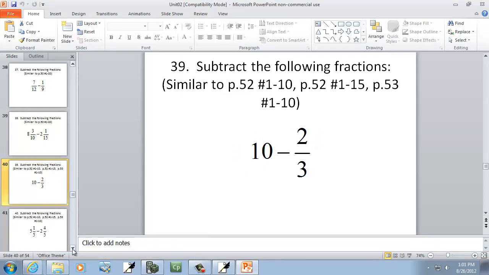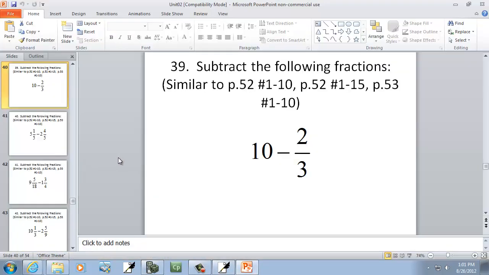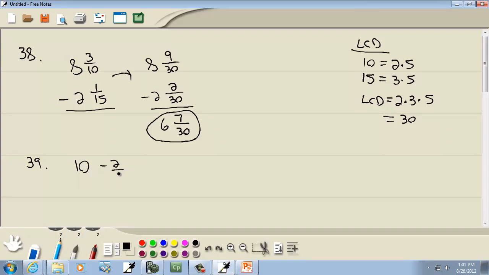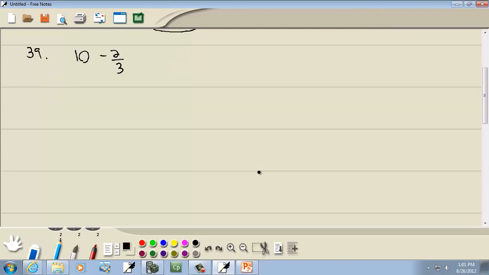Let's take a look at this one. We got 10 minus 2/3. Now, they're kind of implying they want you to do this a little bit different than I'm going to show you in the book. But I always tell people, if you're going to subtract fractions, if you're going to add fractions, they both should be fractions. So you can always create a fraction by putting the number over 1, like that. So I can put 10 over 1. And now they're both fractions.